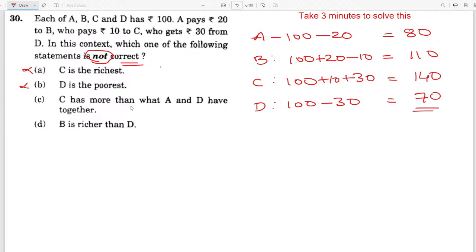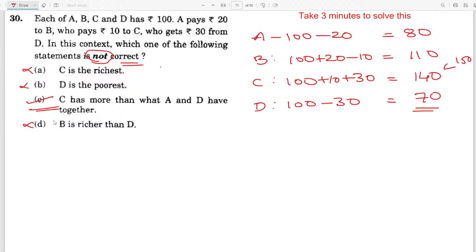Then C has more than what A and D have together. C has actually 140. C has less than what A and D together have, 150. But C is less than 150. So this is not correct. So this is the right answer. We'll just check D. B is richer than D. Yes, this is true, but they are asking the false statement. Again, this is wrong. So the correct option is option C.